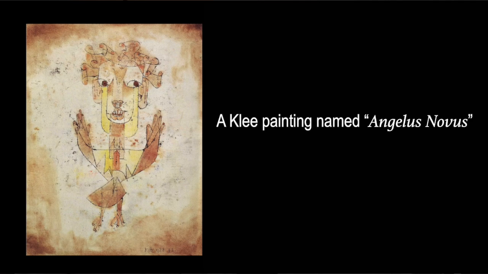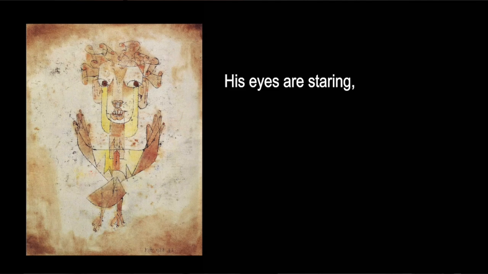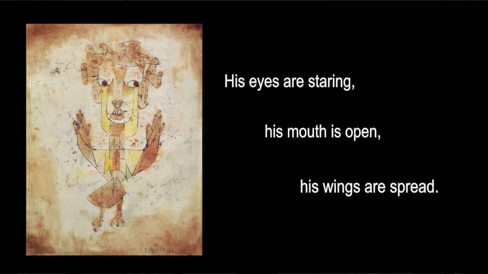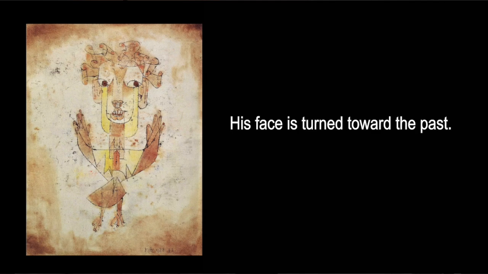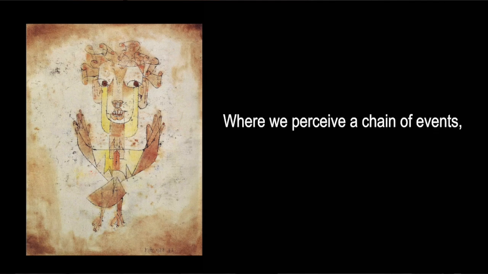A clay painting named Angelus Novus shows an angel looking as though he is about to move away from something he is fixedly contemplating. His eyes are staring. His mouth is open. His wings are spread. This is how one pictures the angel of history. His face is turned toward the past. When we perceive a chain of events, he sees one single catastrophe which keeps piling wreckage upon wreckage and hurls it in front of his feet.